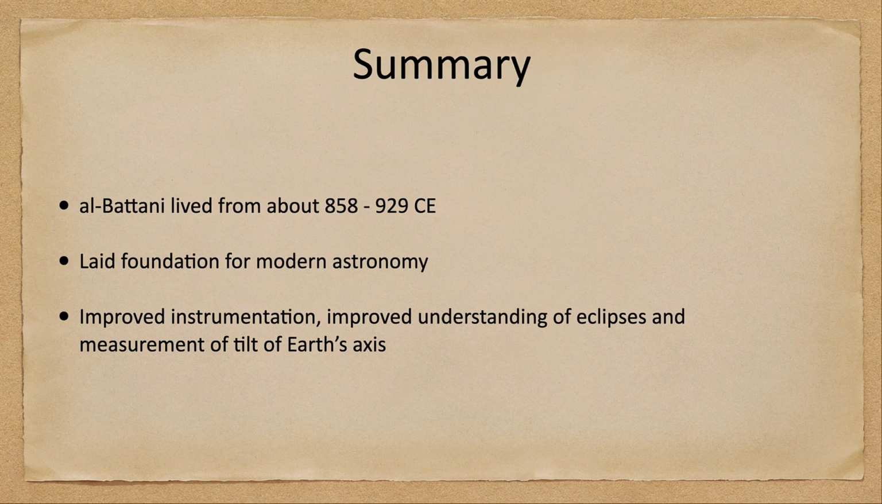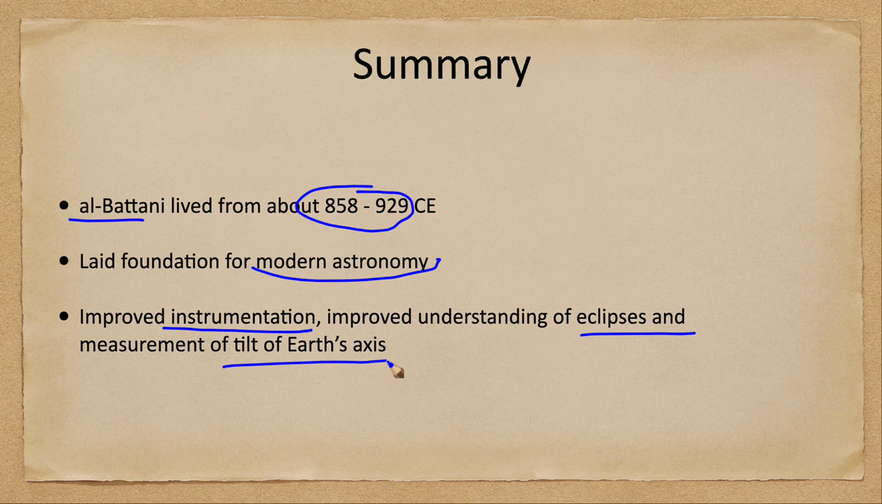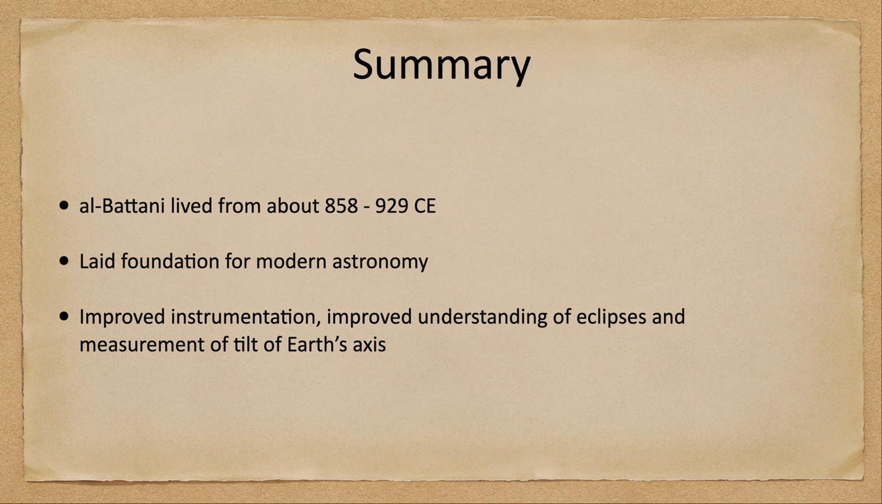And what we've looked at is al-Battani lived from about 858 to 929 and laid a foundation for modern astronomy. Looked at how he improved some instrumentation, understanding of eclipses, and the measurement of the tilt of Earth's axis, as well as improving methods of calculation. So that concludes this discussion on al-Battani and his contributions to astronomy.